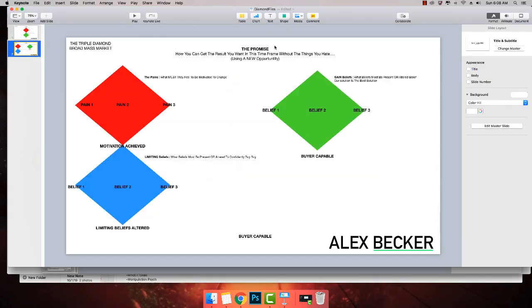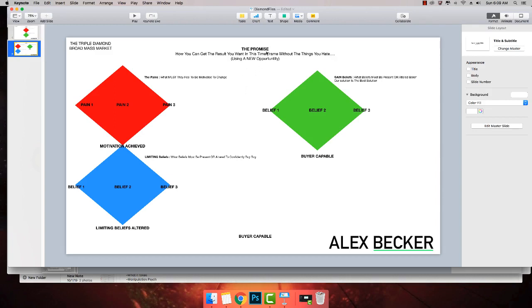So it's very important we really nail this promise. And we're going to use ad spend in the future to nail the promise. Well, we want to have the general promise, and usually that promise right there, how you can get the result you want in the time frame that is awesome without the things you hate, using a new opportunity, that promise is 95% of the time what's going to get people through.